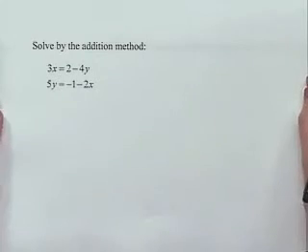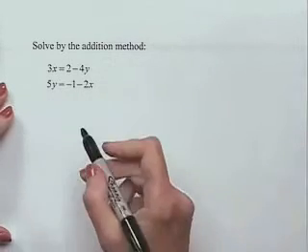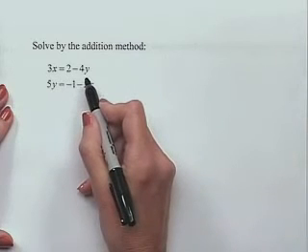Here's another example using the addition method for solving linear systems. Solve by the addition method. First equation, 3x equals 2 minus 4y. Second equation, 5y equals negative 1 minus 2x. Our first step is to rewrite each equation in the format where we have a number times x plus a number times y equals a number.